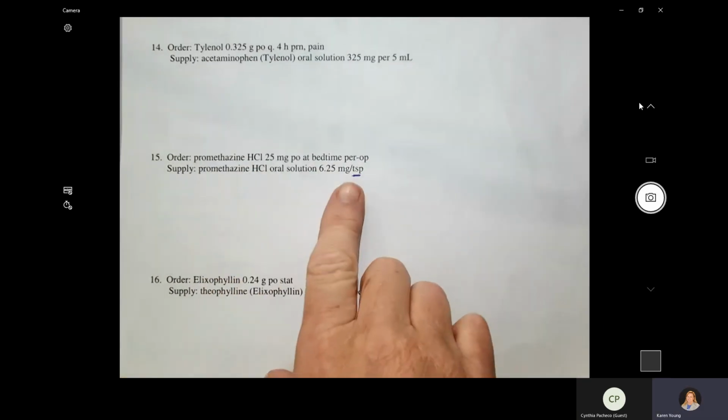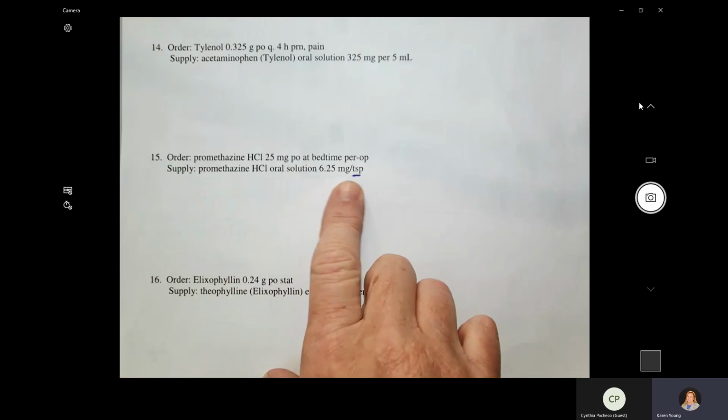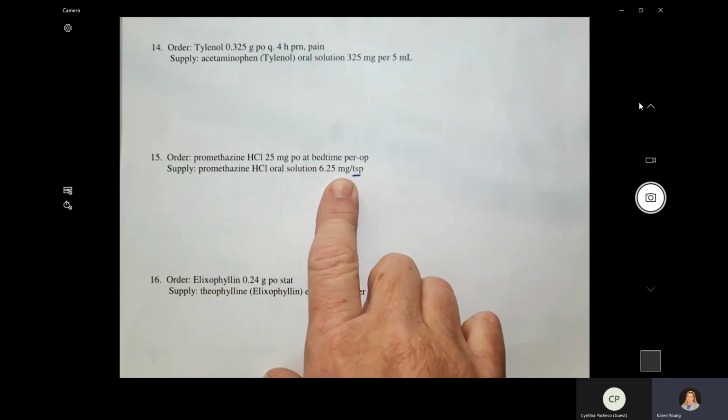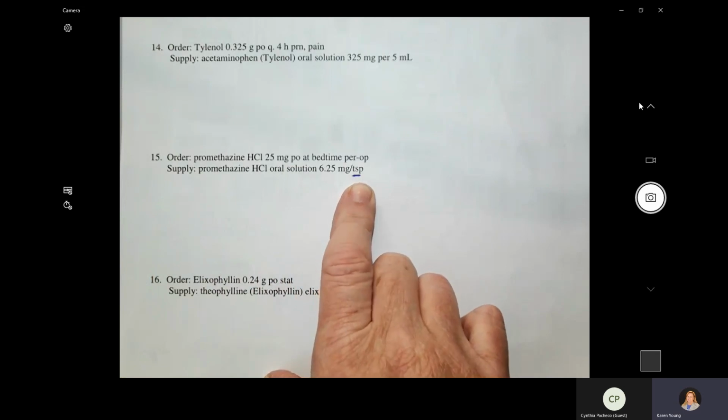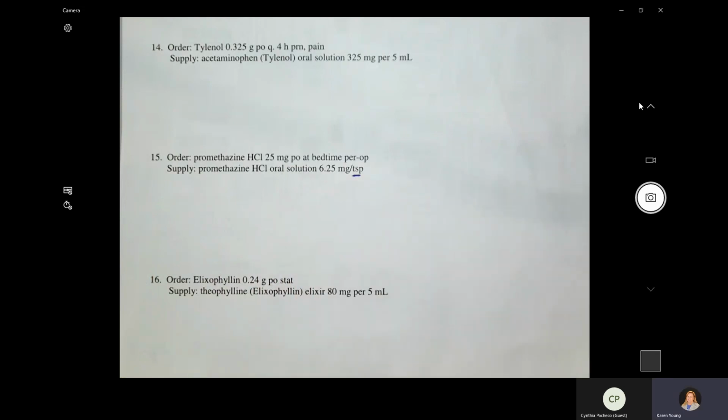But on number 15, normally it's milligrams per milliliter. This one happens to be milligrams per teaspoon. Okay? But you're still going to work it the same way. You're still looking for one teaspoon. Your form is teaspoon, and your strength is the 6.25 milligrams. So nothing really changes except that you're using teaspoon instead of what we've been using. Okay? All right. So I'm going to get off of this for a minute.